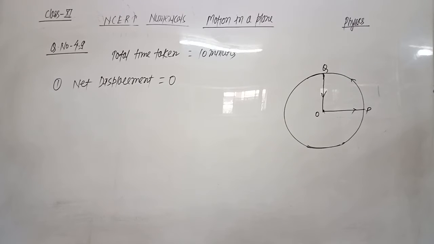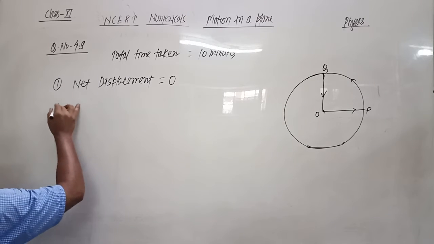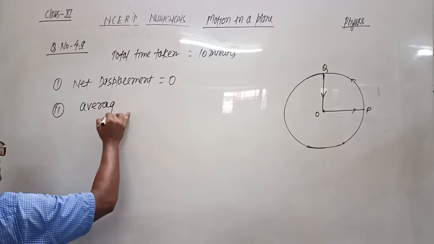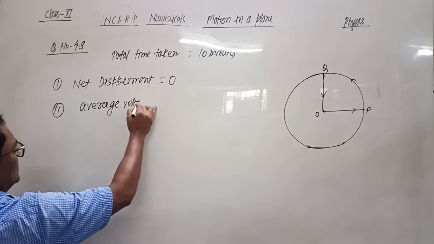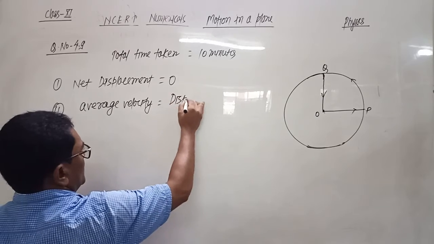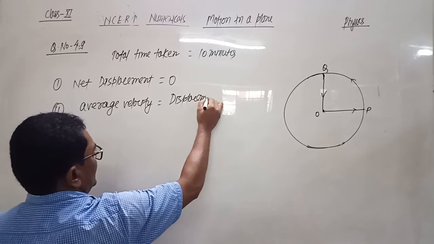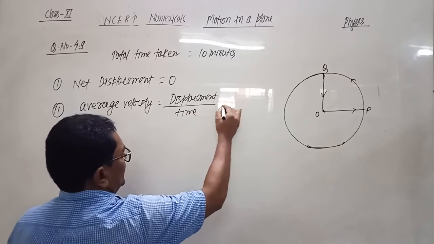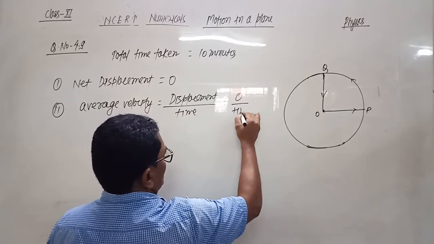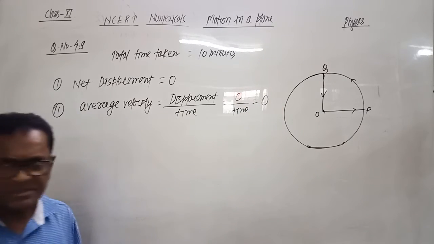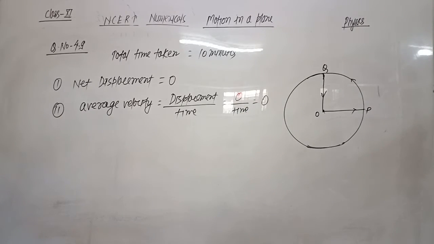Then we have to calculate the average velocity. The average velocity is equal to total displacement, or net displacement, upon time. Since the displacement is 0, 0 divided by time comes to be 0. So its average velocity is 0.